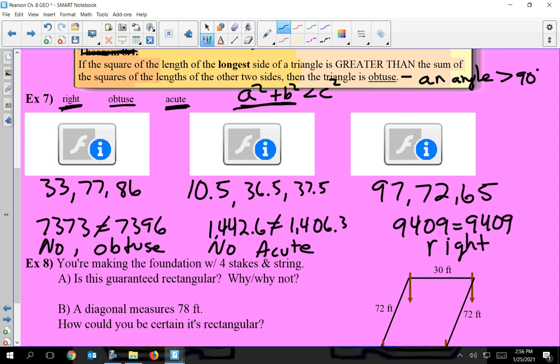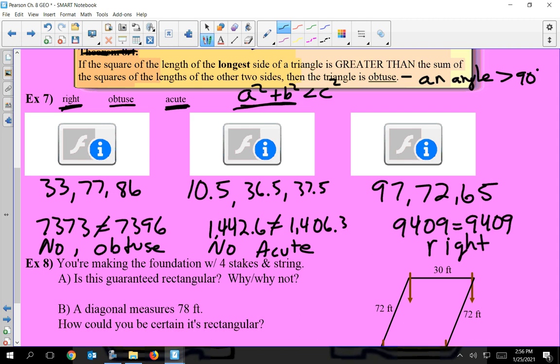Okay. The second one, I get 1442.6 is not equal to 1406.3. So it's not right, but c squared is less than a squared plus b squared, so therefore it's acute.